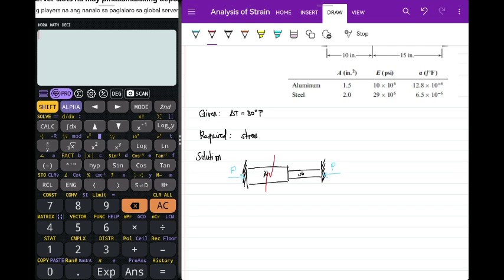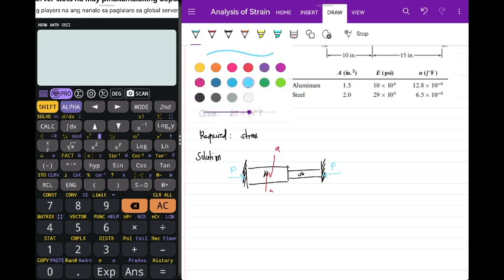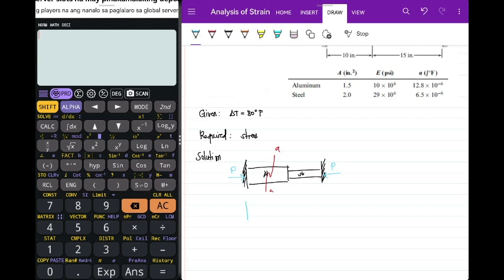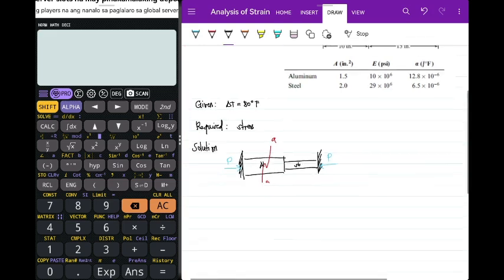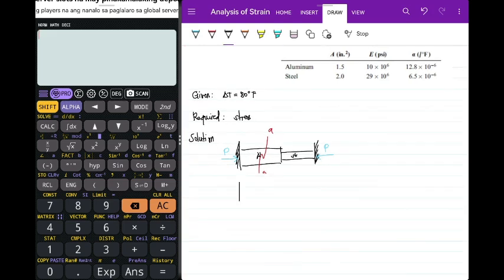Now, since our material expanded due to the temperature increase, there is an internal force manifested within our material due to the fixed supports that our material is in, both left and right. So we do our dissection as we did in our previous examples. So that's P sub AL there.